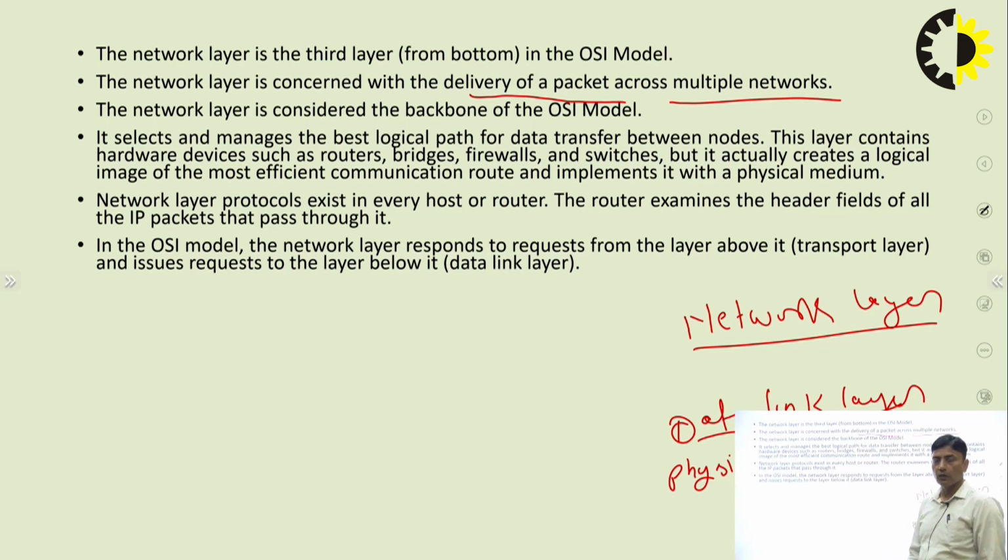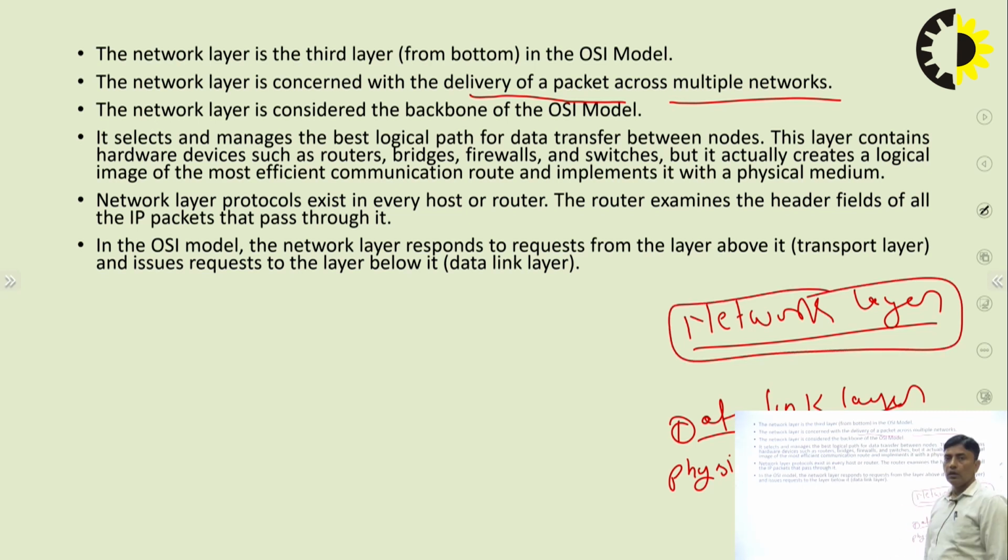and its major responsibility is to check and control errors in the data. So the network layer is responsible for delivery of the data from the source system to the destination system across multiple networks. The network layer is considered the backbone of the OSI model, lying at the third layer from the bottom. It selects and manages the best logical path.